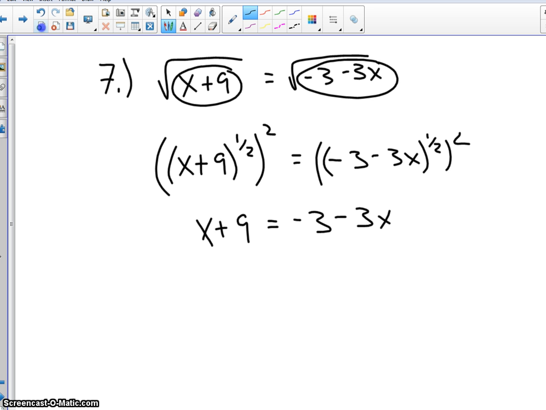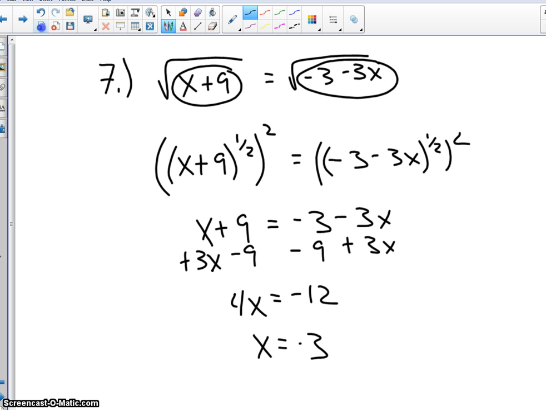If you want to move the x's to the left, you can. So we add 3x to both sides, and then we subtract 9. So we end up with 4x equals negative 12, and that means x equals negative 3. Well, make sure you check it.